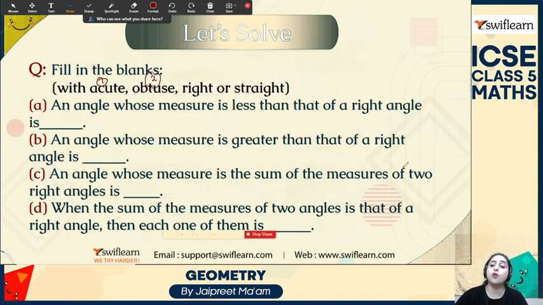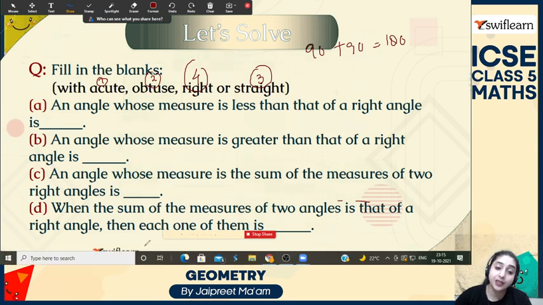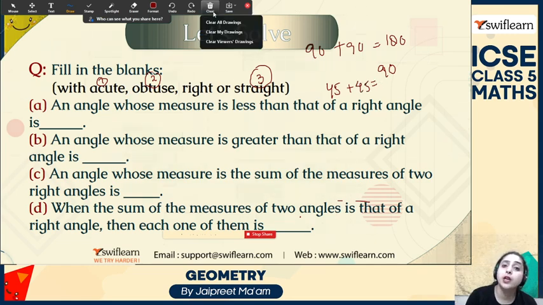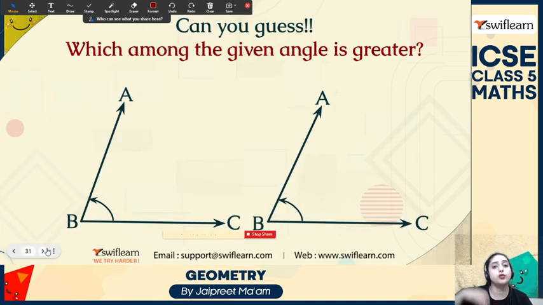An angle whose measure is the sum of measures of 2 right angles. अब 2 right angles means 90 plus 90 and that makes 180, and we know the measure of a straight angle is 180 degrees. And the last one: when the sum of the measures of 2 angles is that of a right angle, then each of the angles is acute, क्योंकि 90 डिग्री जब फॉर्म होगा तो दोनों एंगल्स क्या होंगे लेस. If you are taking an example of 45 and 45, they both are acute angles because obtuse में तो 90 से ज्यादा होगा.